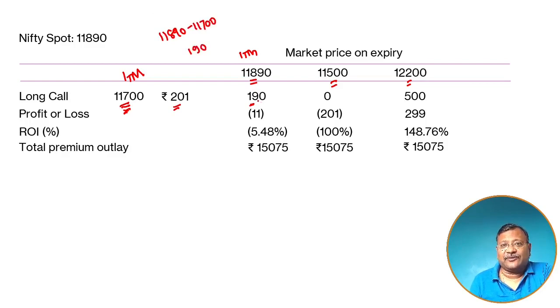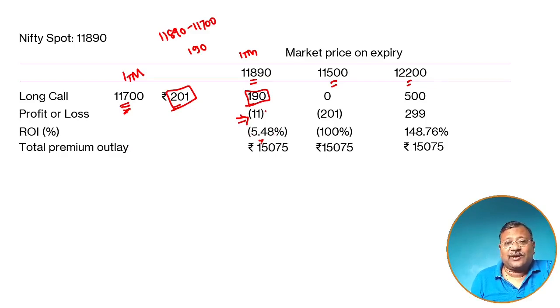That's your intrinsic value. Therefore, the option which the buyer had purchased at 201 is now trading at 190, meaning he's incurred a loss of 11 rupees. And therefore, his return on investment is a negative 5.48%. Now, how did I derive this return on investment?